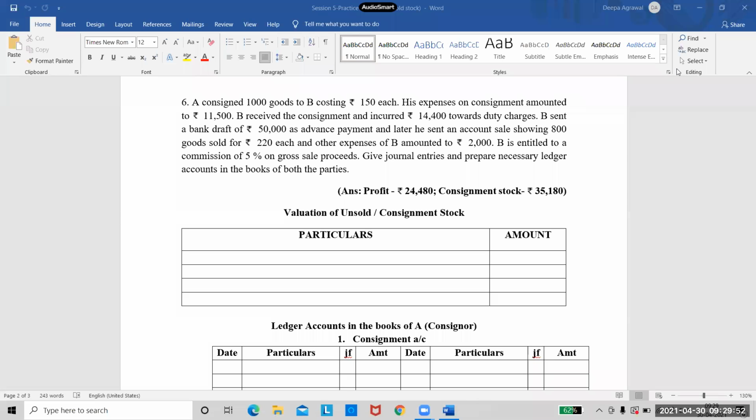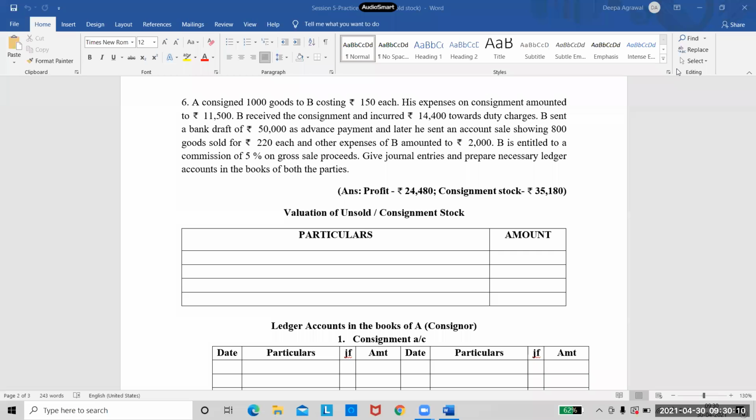B is entitled to a commission of 5% on gross sale proceeds. So that is the normal B's commission, 5%. Give journal entries and prepare necessary ledger accounts in the books of both the parties. So we'll do the ledger in the class. Journal, you can complete it later and then send it in the WhatsApp, right?